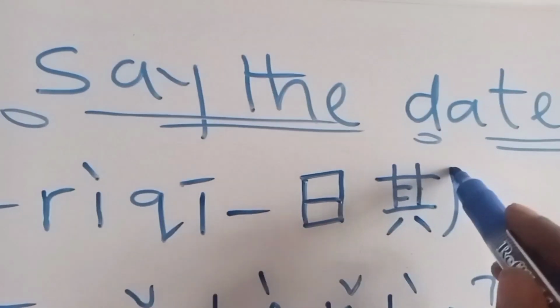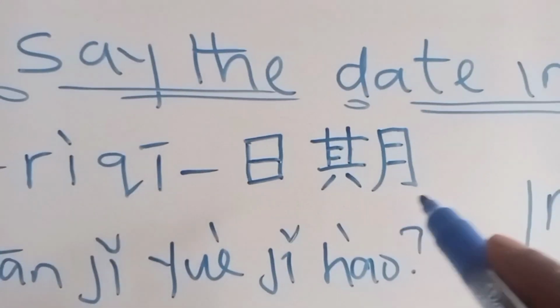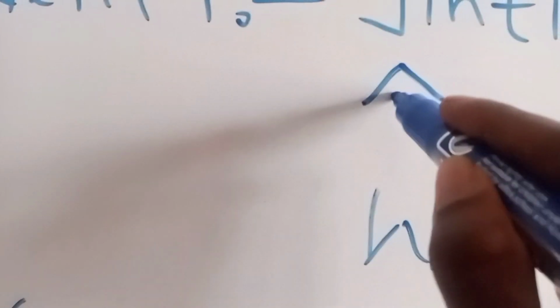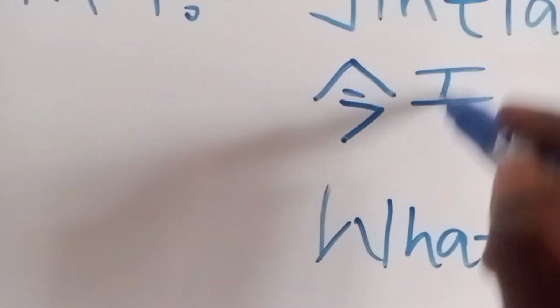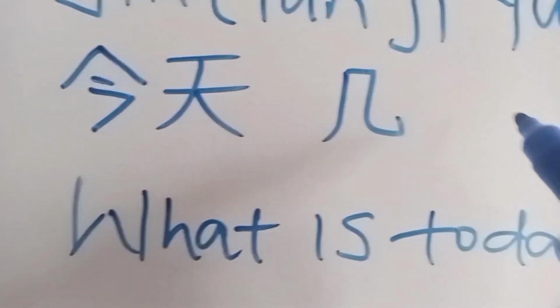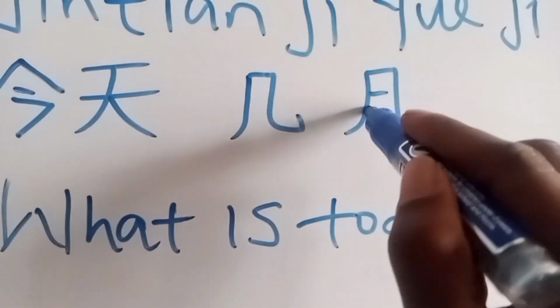before you do yue. You remember this. This is yue. This is yue. This radical here. Jin tian. This is jin tian. Jin tian. Ji yue. This is how to write ji. Ji yue. And that yue that we just wrote now.